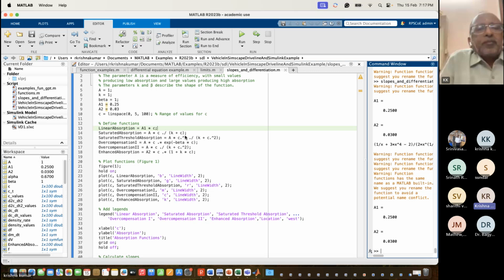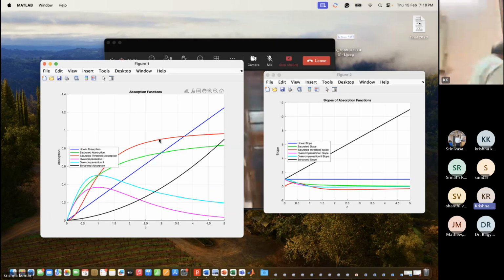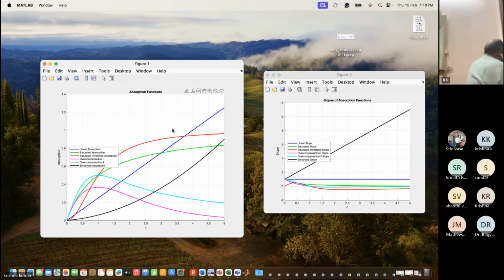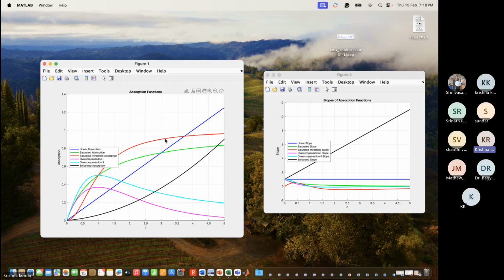Then you have a nuanced one. That is, in other words, a better version of this. Sometimes we have to use it. That is this equation. You will have a saturation. You can see that. It's called saturated threshold absorption. Similar to this, but the slope is slightly different. But these two curves are different from the first three.